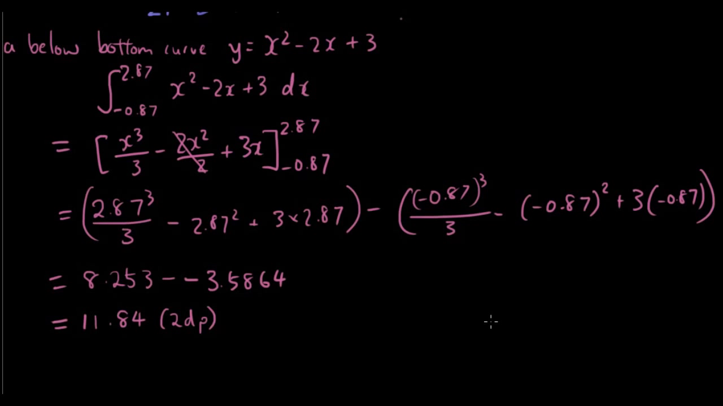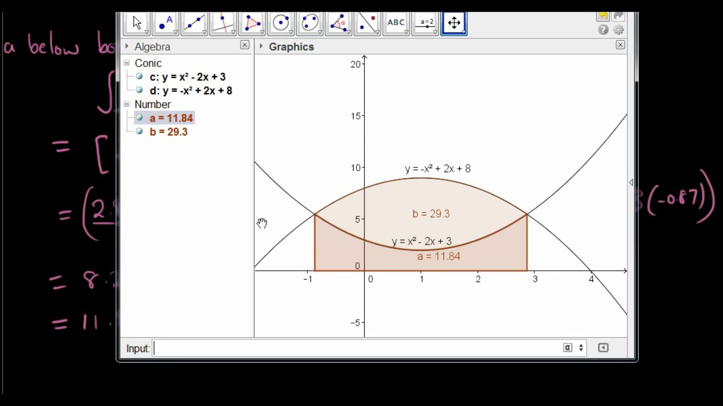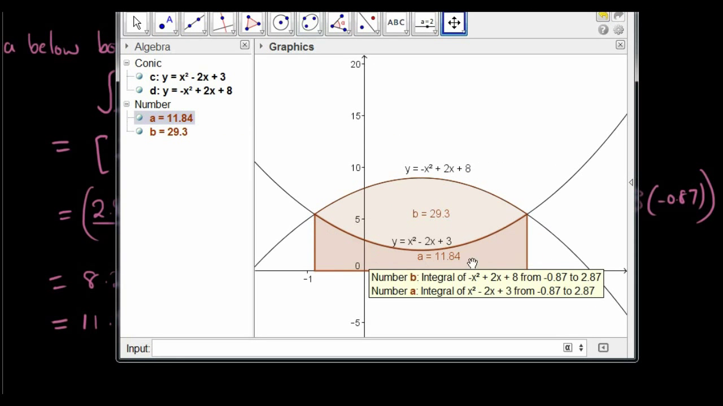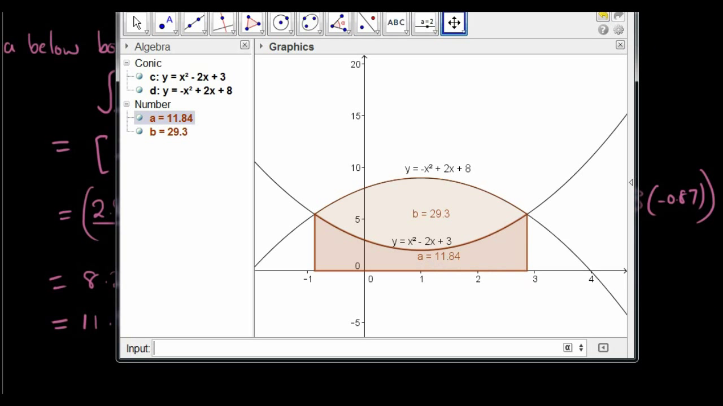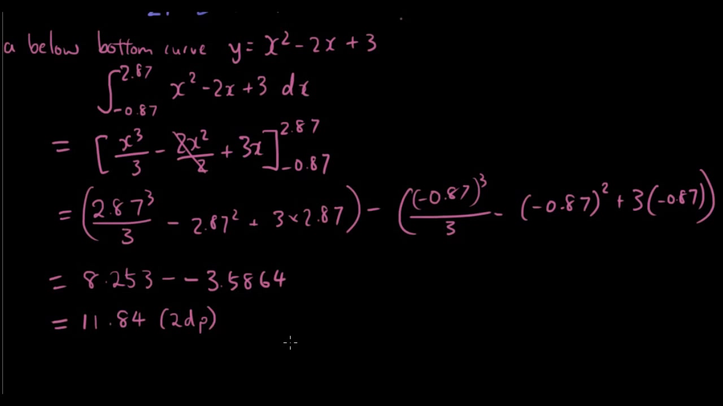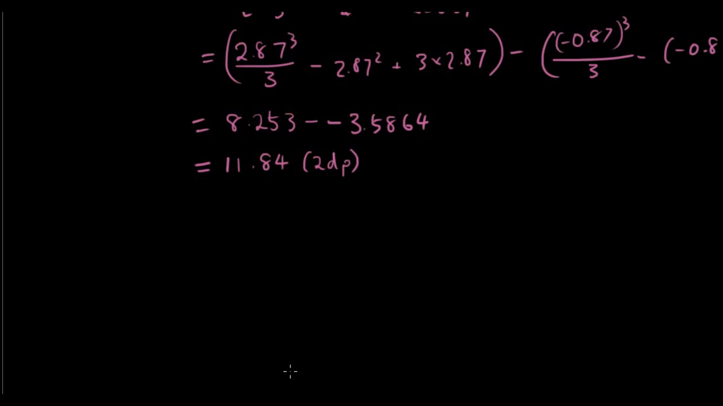The answer I have found is 11.84, and I'm going to check it with GeoGebra, and you can see that I found the area below the bottom curve, which is area A, which is 11.84. So this has worked properly as well. Now the last thing we're going to do is find the area in between the curves. So part 4, which is the area from the first section minus the area from the second section.